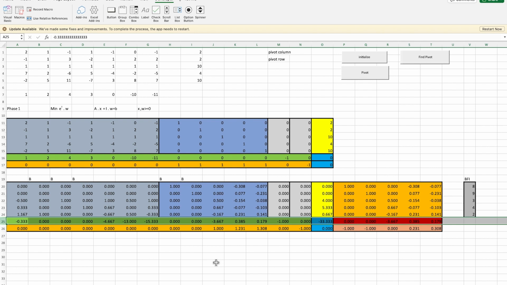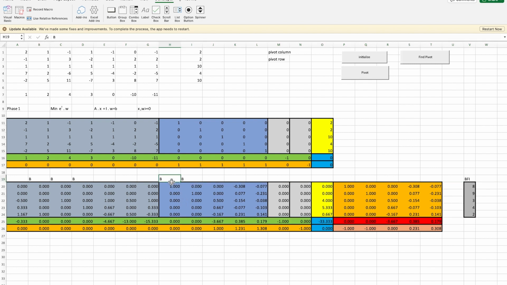Now, remember that our objective was to find a simplex tableau for this, but we don't have it here at the end of phase 1. Why? Because I still have 2 artificial variables in the basis. 8 and 9 are in the basis, and we were not able to get rid of these artificial variables. We were hoping that at the end of phase 1, the only basic variables would be in the x columns. But here they are not.